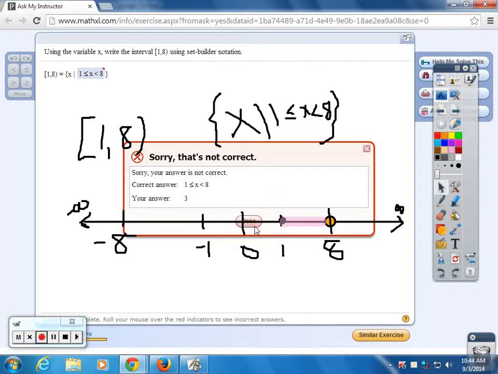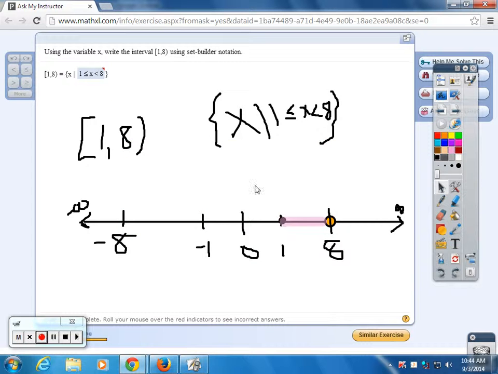And there's that answer. Okay? So why is the first one greater than or equal to and the second not? Because of the bracket and the parenthesis. Right here. Bracket tells you that it's a solid circle. This tells you it's an open circle. This tells you that it's equal to. This tells you that it's not equal to.